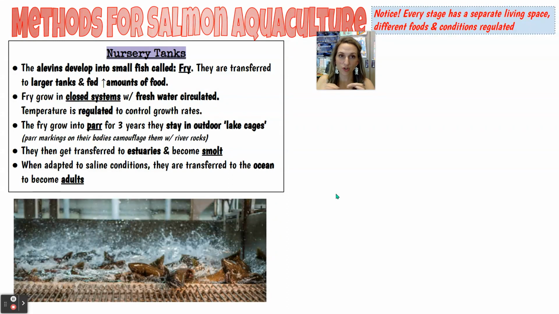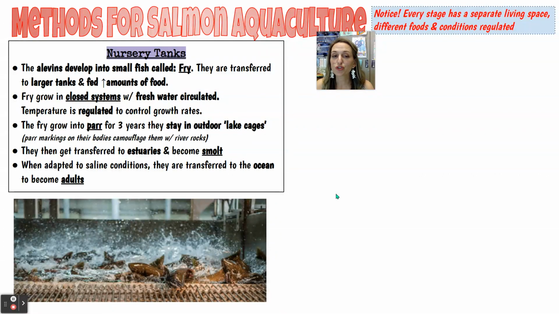Smolt become more elongated, and they're silver. And that's a way that I remember it. The parr is parr markings. Alevin is the first stage. And after the parr, it turns into a smolt. And I would say like the silver smolt, because they get silvery, because it mimics the light that's reflecting off the surface of the water. So light will hit them and also reflect.